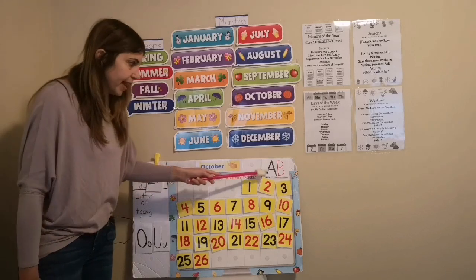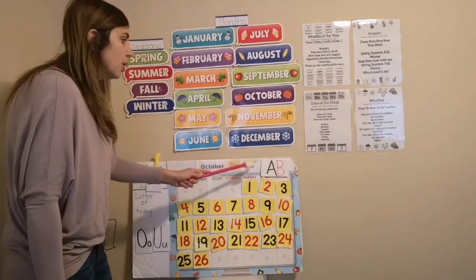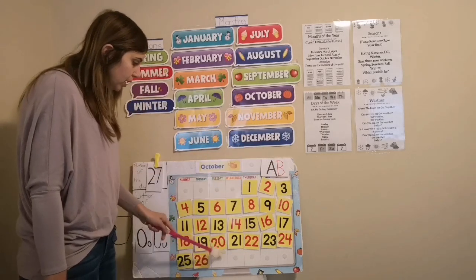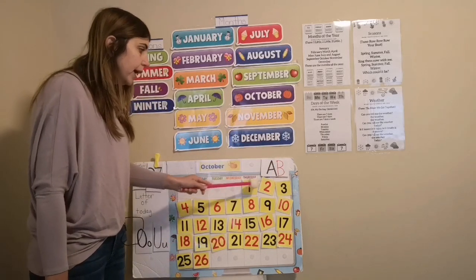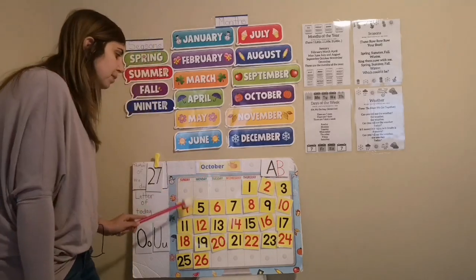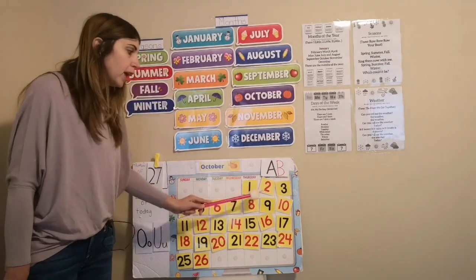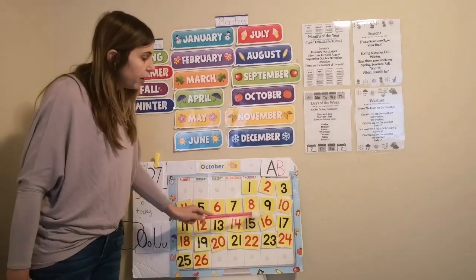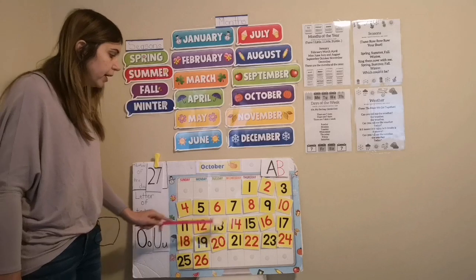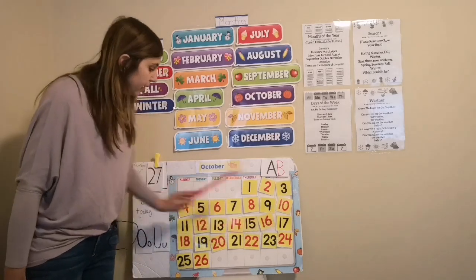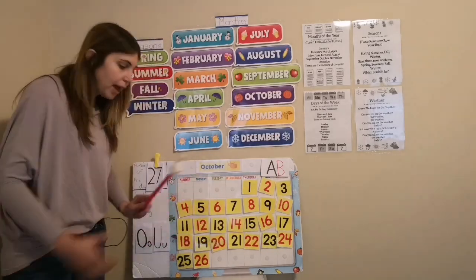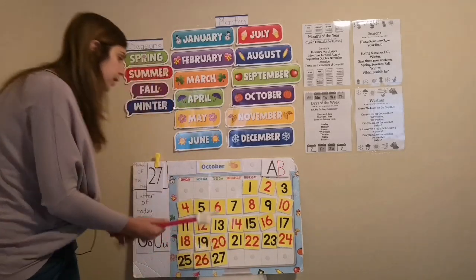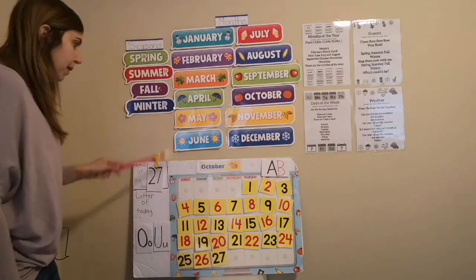Our calendar has an A-B pattern, which goes black and red and then repeats. So let's figure out what color 27 should be. Black, red, black, red, and so on, until black. Our 27 should be black. So that is our A-B pattern.